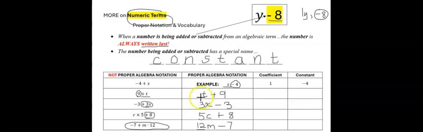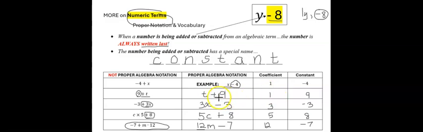Okay, so I would like you to run through and identify for each of these expressions. The algebraic term is going to have a coefficient, so I want you to name the coefficients of each of the algebraic terms. Those are the ones with the letters. And then you're going to identify the constant, the number that's being added or subtracted. Pause the video, turn it back on to see how you did.